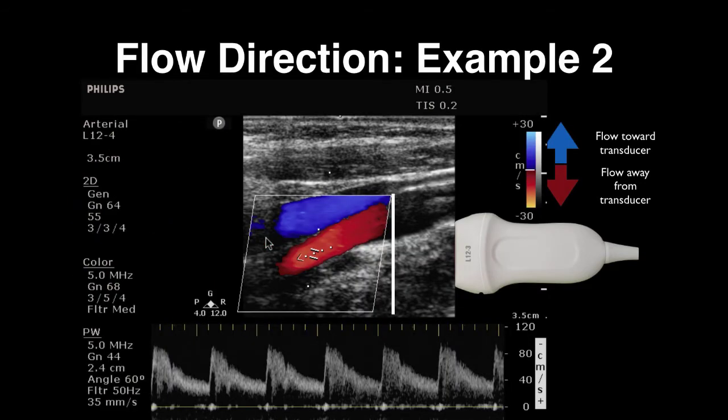Now let's take a look at another example here. We have two vessels here. One assigned a blue color, one assigned reddish hues. Now this is actually a duplex image because we've got spectral analysis below here, but we're going to ignore that for now. But we're going to do the exact same thing. We can see that the vessels go from near field to far field here. So the box is correctly steered.